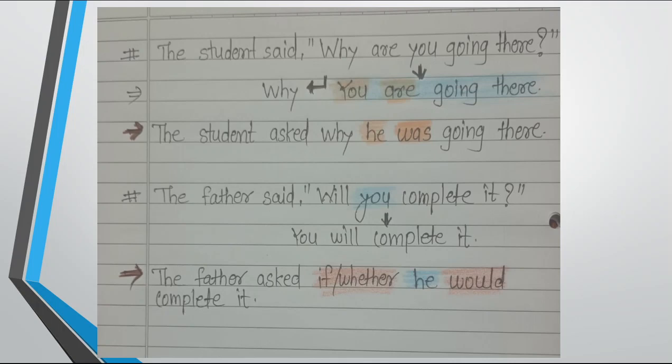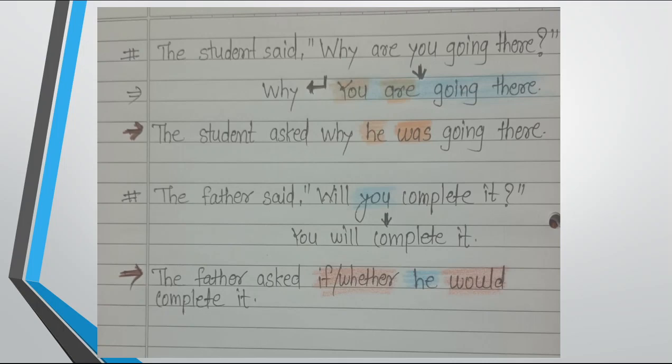Now the father, another sentence, a verbal sentence. Let us try the verbal sentence. The father said, will you complete it? Now here it is very simple, there is no WH word, so the sentence is very simple. First of all convert it into assertive, you will complete it, then solve. The father said will convert into asked.